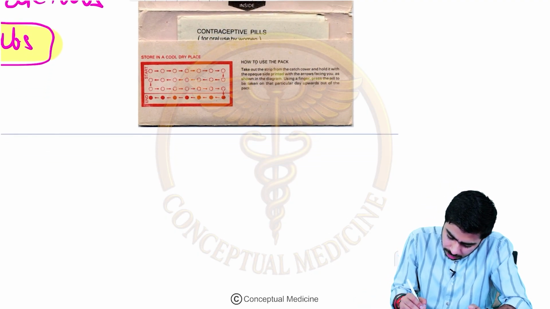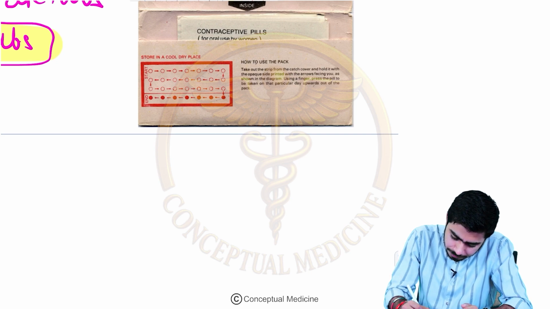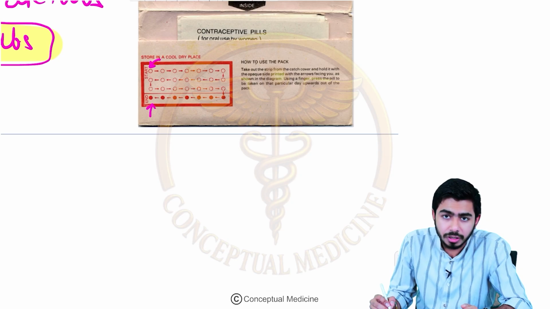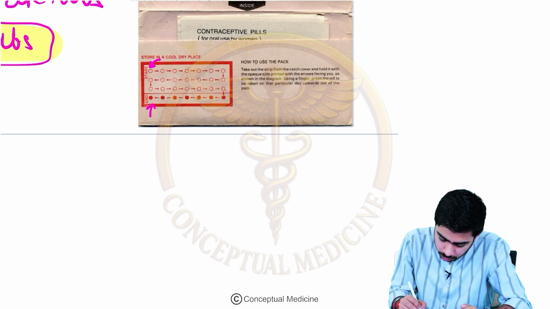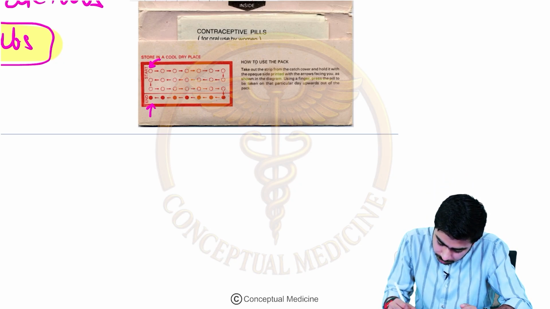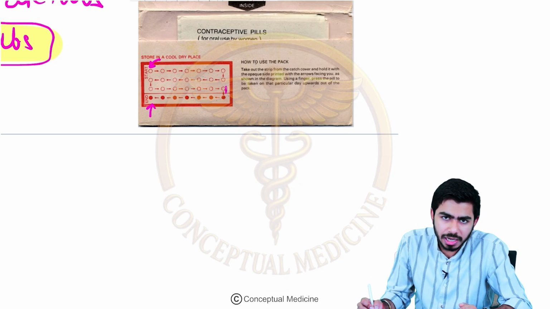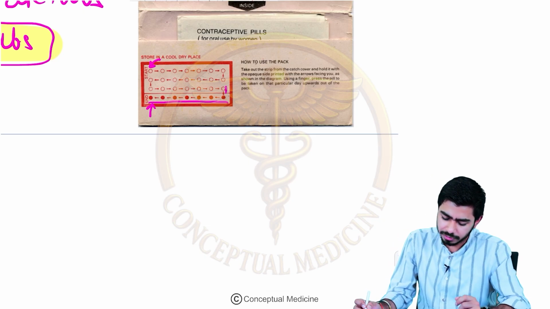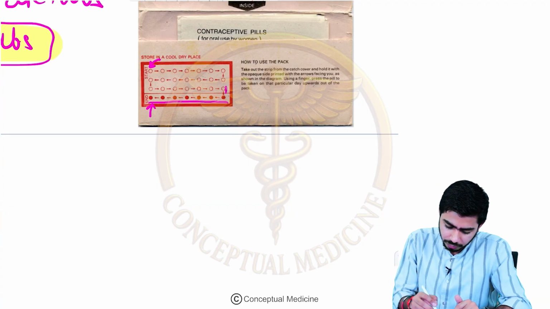So basically here you can see that this is the starting point, and this is the ending point of this particular OCP. So each day, till day 21, you are having the hormonal tablets, and then for day 7 these are the ferrous fumarate tablets, these are the iron tablets only, right? So that is the thing over here, and that's how we are using it.